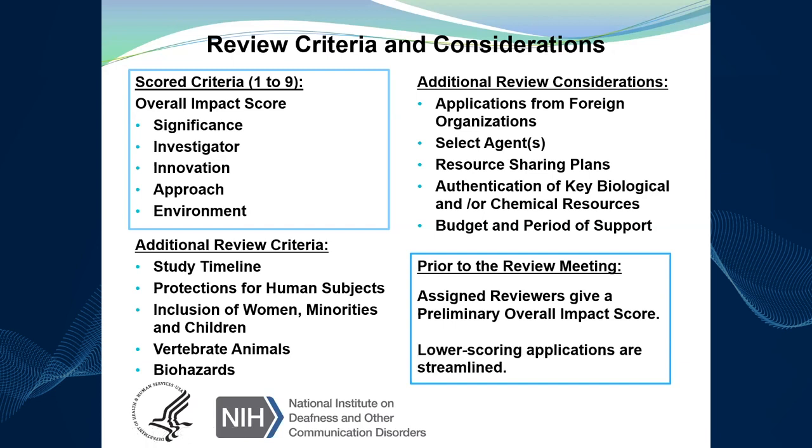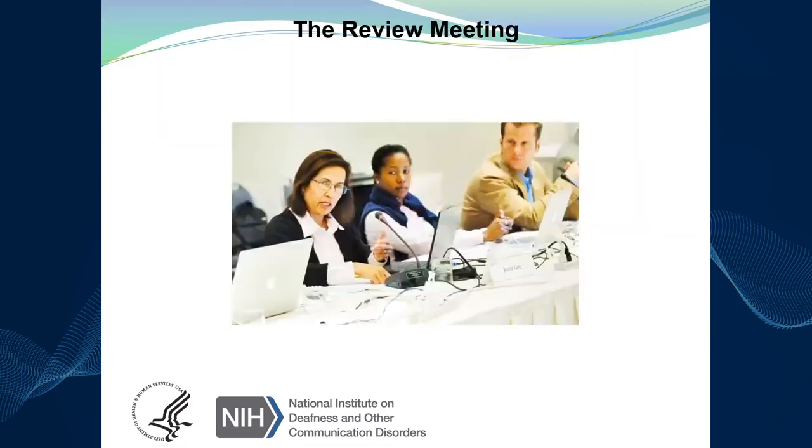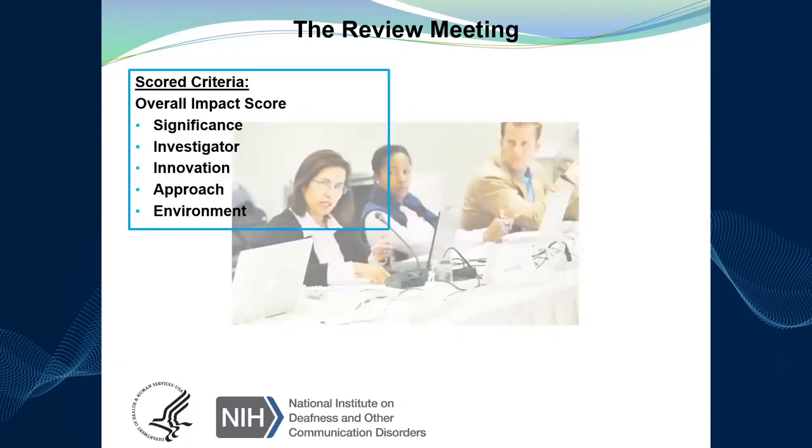And then those preliminary overall impact scores will be averaged, and the lower scoring applications will be streamlined, which means they'll be identified as possibly not discussed at the time of the meeting. So when the review meeting occurs, the first assigned reviewer is going to go through and describe your application, go through each of these scored review criteria, and then the second and third assigned reviewers will also go through these scored review criteria and talk about the strengths and weaknesses of your application.